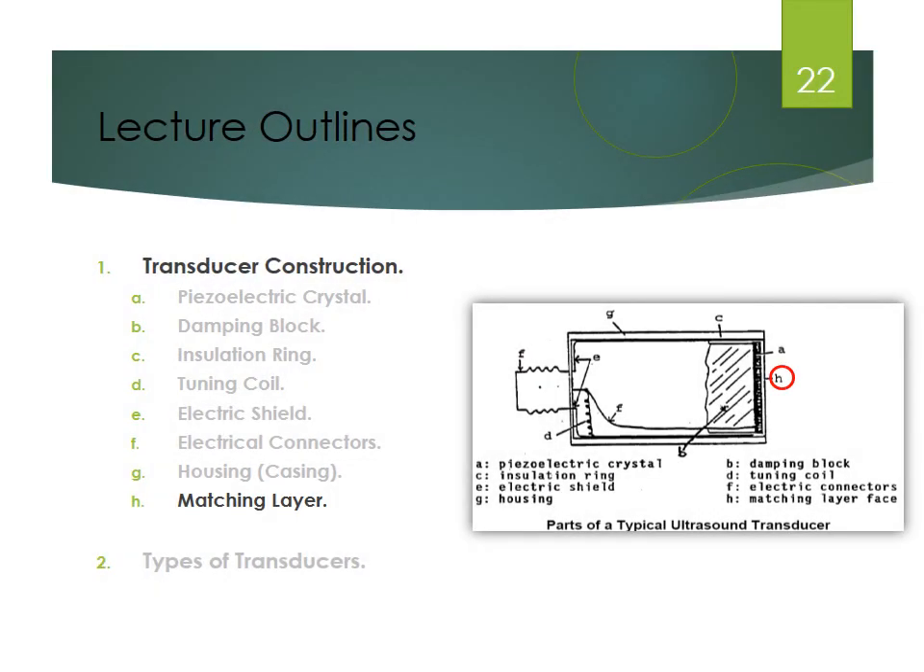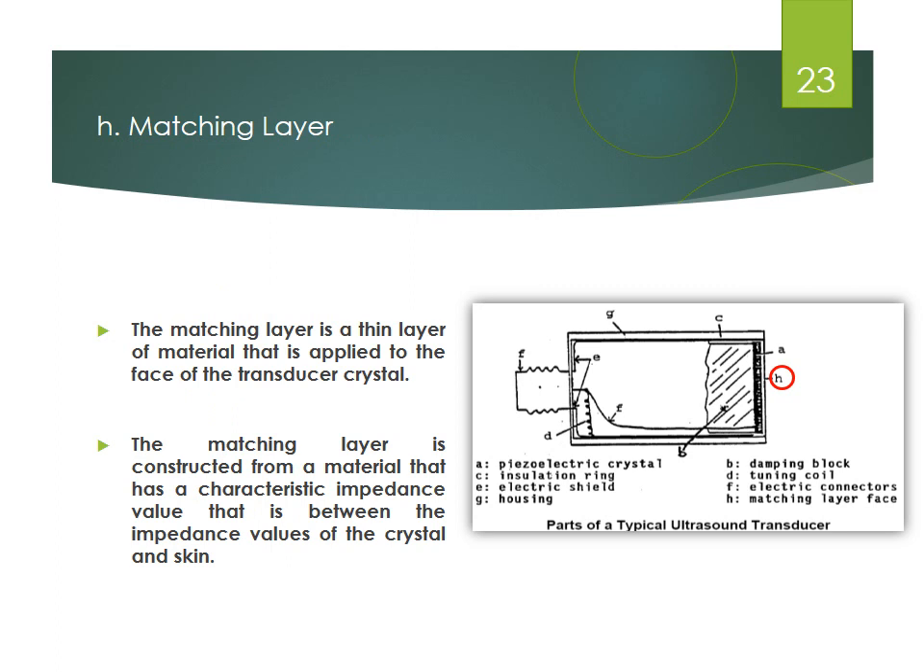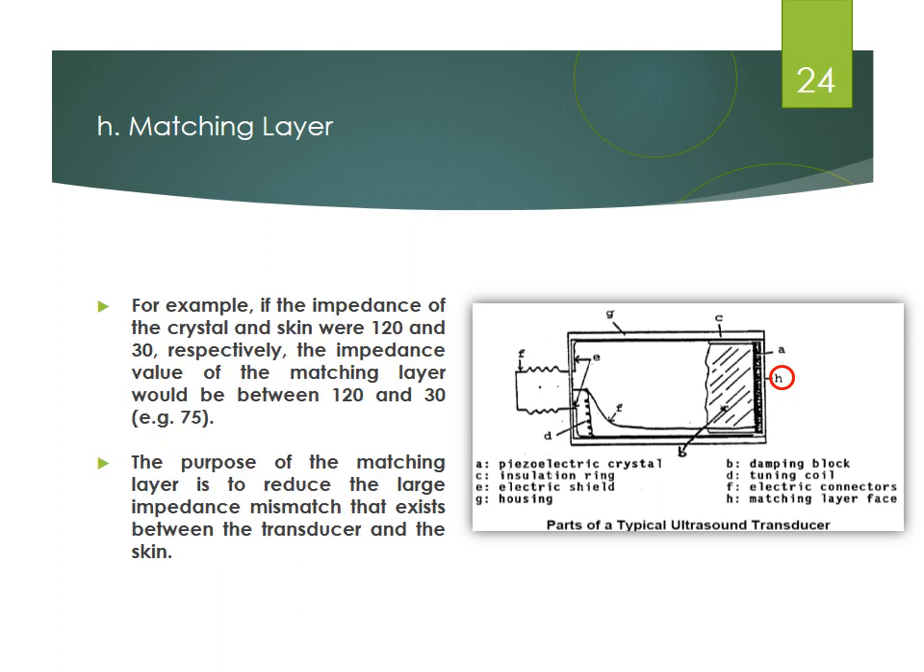The matching layer is a thin layer of material that is applied to the face of the transducer crystal. The matching layer is made of a material with a characteristic impedance value that is between the crystal and skin impedance values. For example, if the crystal and skin impedances were 120 and 30 respectively, the matching layer's impedance would be between 120 and 30, for example 75.